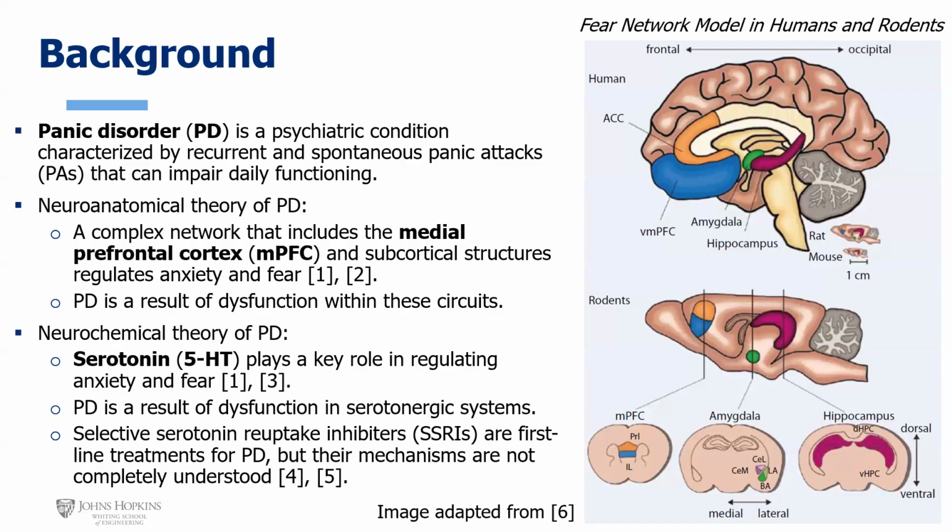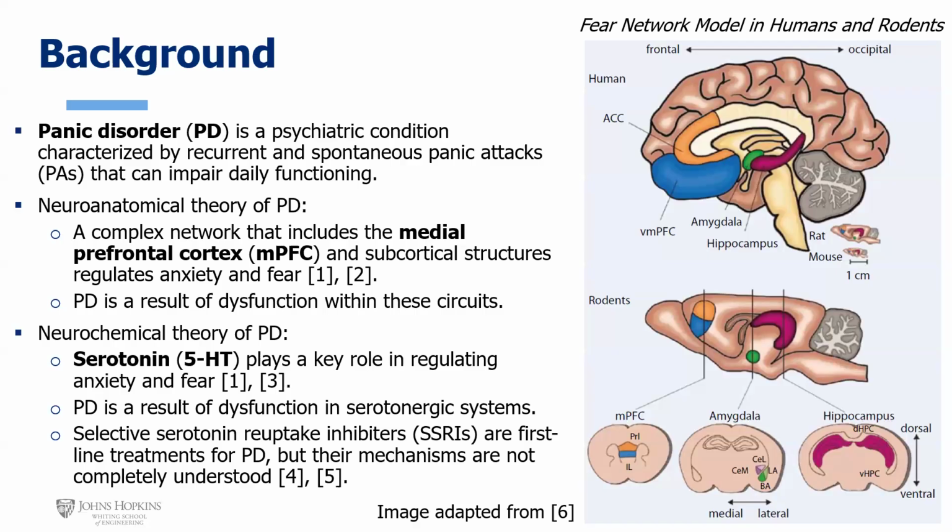The image on the right shows some of the larger structures in that network. At the top, we have the cartoon of the human brain, and then below is a cartoon of the rodent brain, and it just is showing the homologous structures. So in this presentation, we'll mainly be concerned with the medial prefrontal cortex. As you can see, the prefrontal cortex in the human has a homolog in the rodent brain. So the neuroanatomical theory basically states that panic disorders are a result of a dysfunction in these circuits.